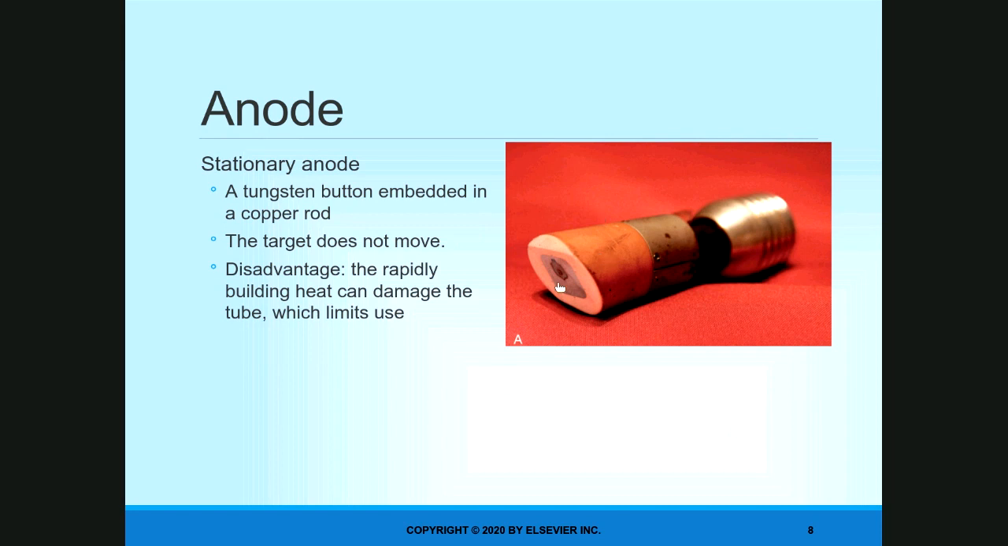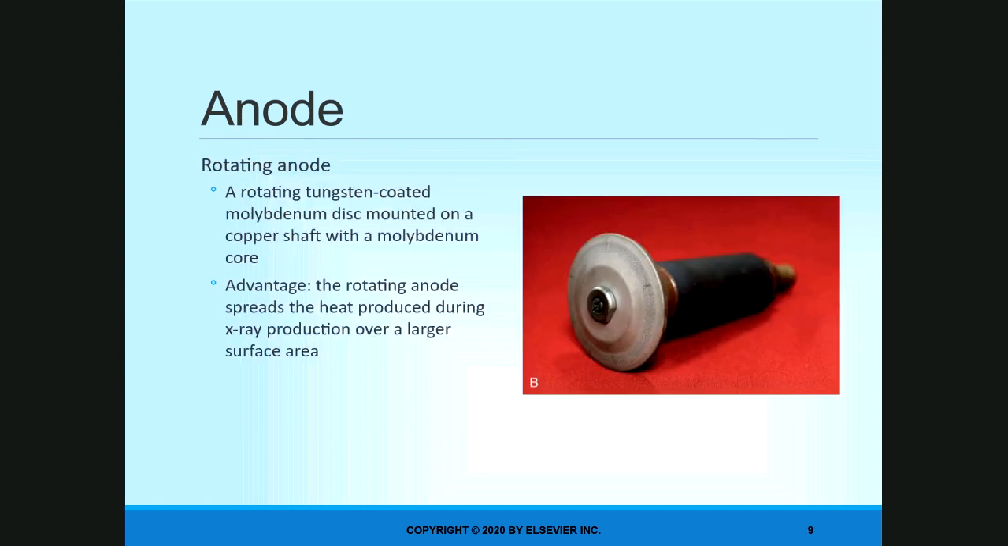anode. And this is the area where the electrons would strike, this little square right in here. So typically a stationary anode has a tungsten button right here embedded in a copper rod. This does not move, but the downside to this is, because it does not move, the heat is not dissipated, so it actually damages the anode much quicker than when we use the rotating anodes that we typically use in a general purpose tube.